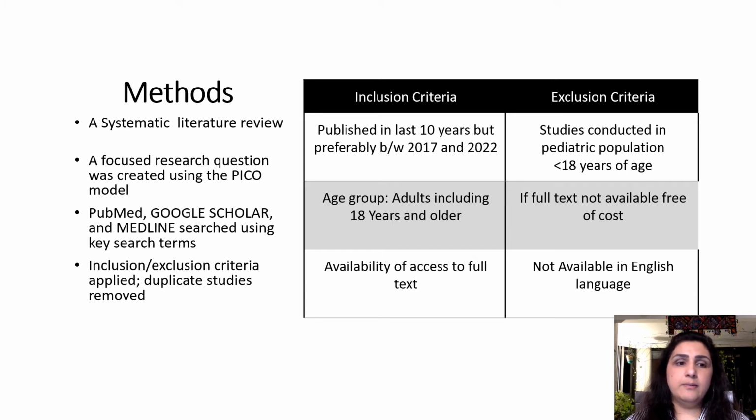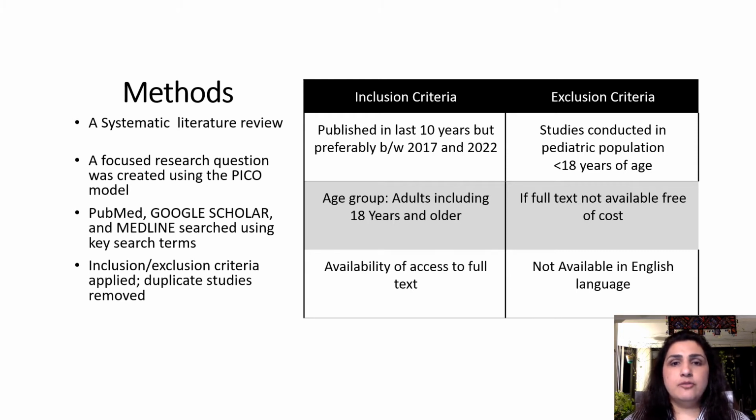And then inclusion and exclusion criteria were applied, and the duplicate studies were removed. Inclusion criteria was articles published in the last 10 years, but preferably between the last 5 years, 2017 and 22. And the age group I included was adults 18 years and older, and then the availability of access to the full text free of cost.